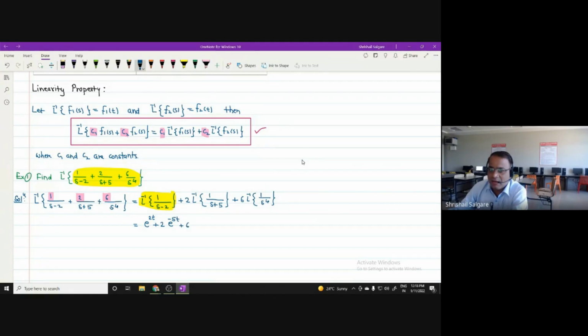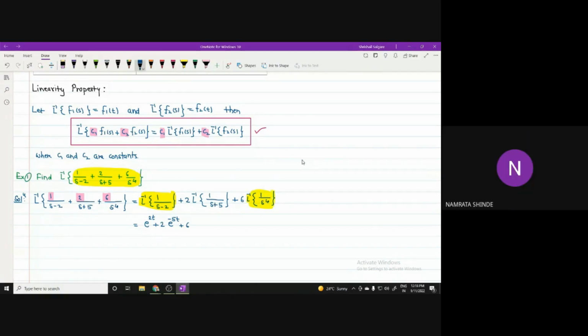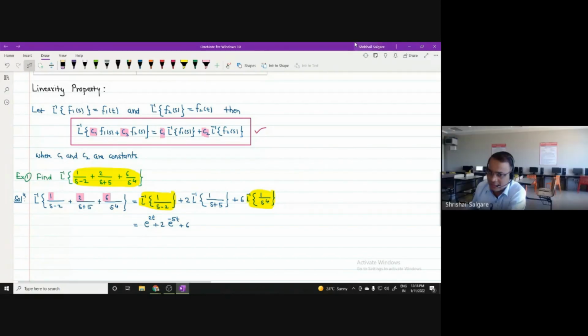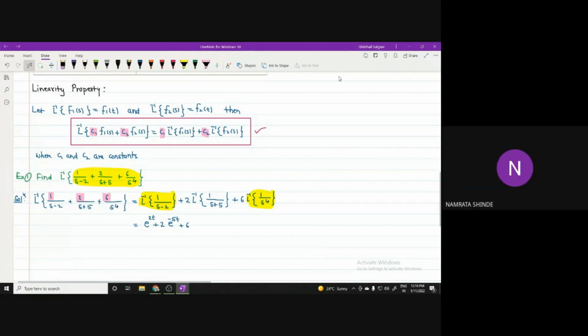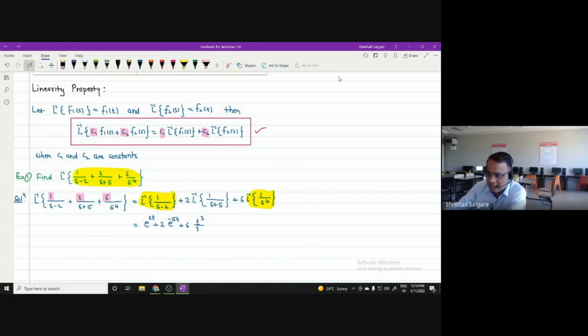Now Namrata, what is the answer? I'm asking for this one. T raised to 3. Very good. T raised to 3 upon 3 factorial. Yes, 3 is an integer, that's why we can directly apply 3 factorial. But what is 3 factorial?